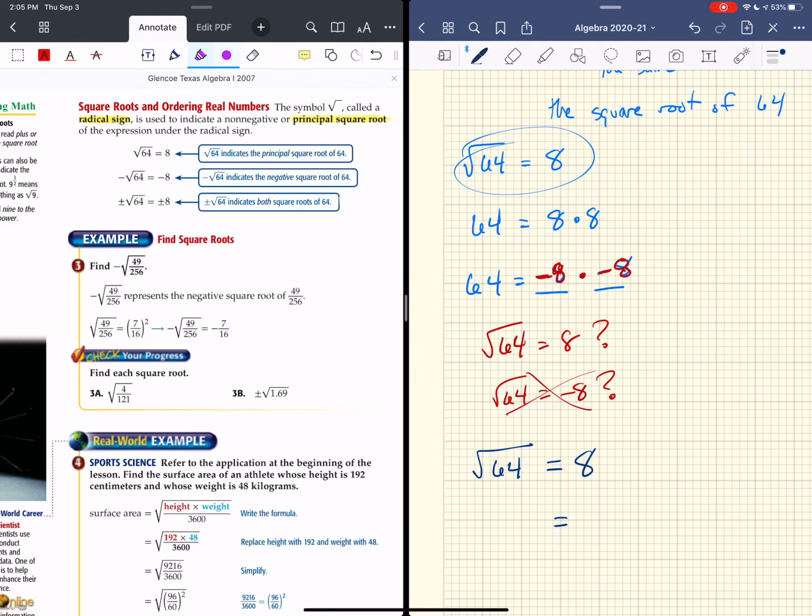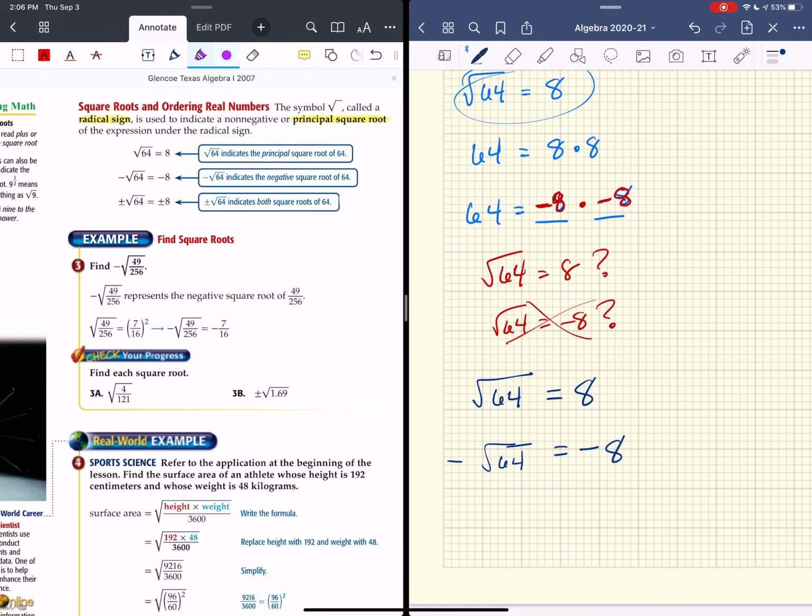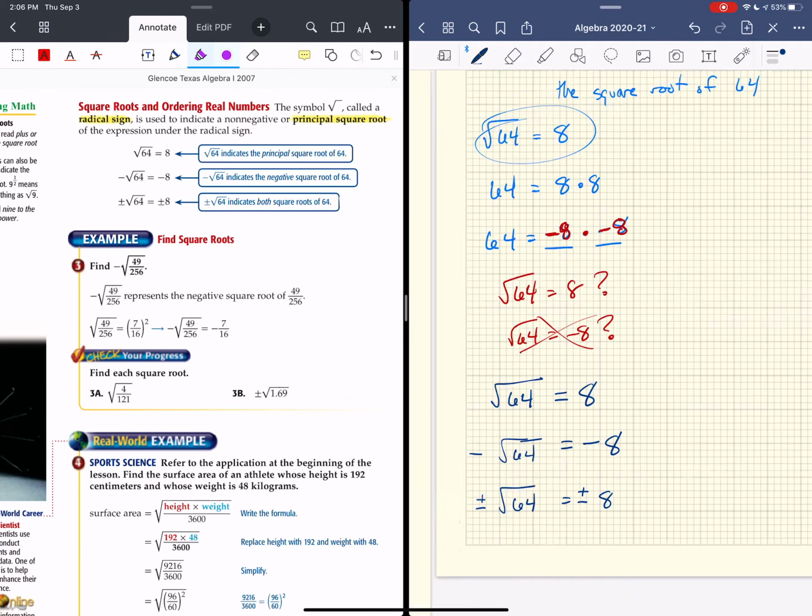If I wanted someone to tell me the answer of -8 specifically, I would need to specify, oh, I want the negative square root of 64. And finally, if for some reason I actually did want both positive and -8, I would have to use what we call the plus or minus sign. And plus or minus square root of 64 is what gives us back plus or minus 8.